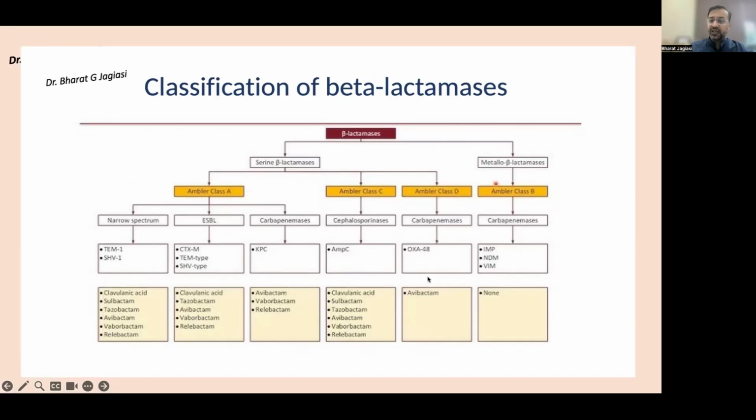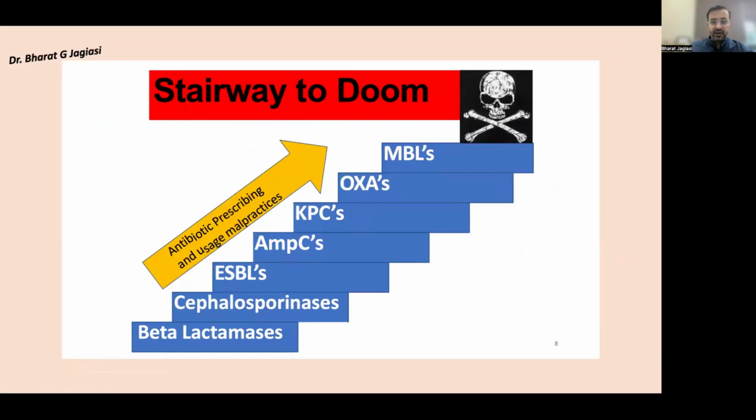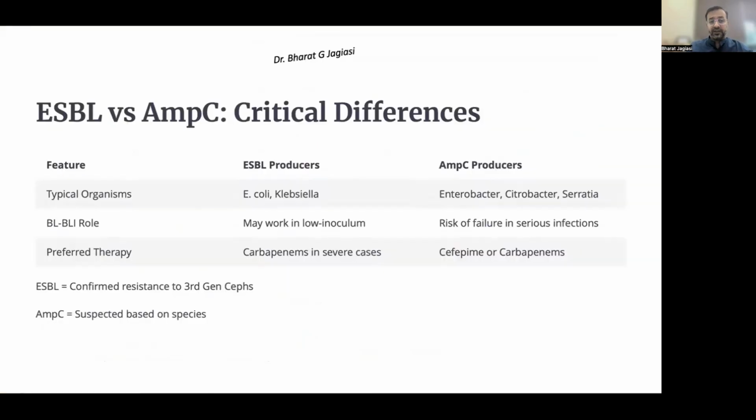Class D, that is OXA-48, that is where only avibactam is effective. When it comes to the metallo-beta-lactamases, Ambler class B, these are carbapenemases and no beta-lactam inhibitor acts here. Here we have to use different combinations and we'll come to this. So this overall resistance pattern is a stairway to doom, that is towards death. So we have the beta-lactamases followed by the cephalosporinases, ESBLs, AmpC, KPCs, OXAs, and metallo-beta-lactamases, which has a very high mortality of 50 to 70% as being reported in different countries.